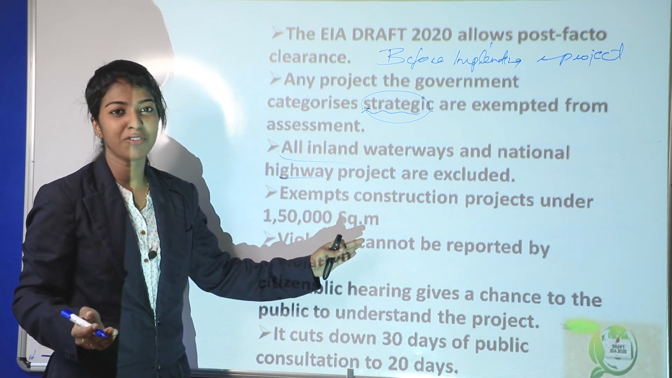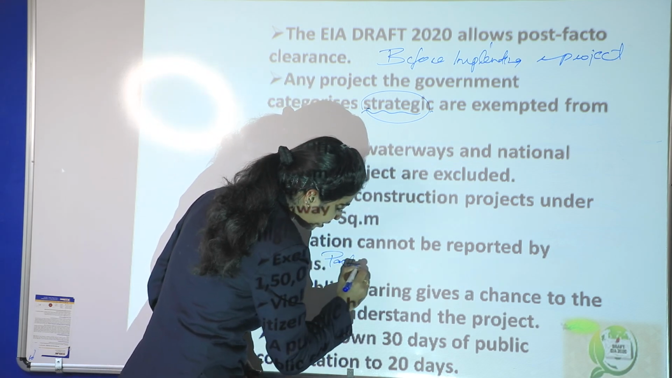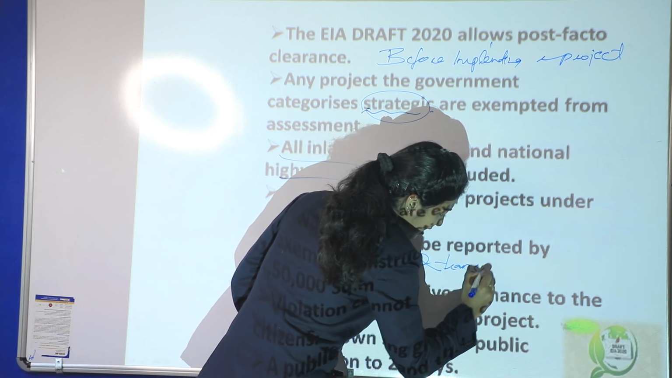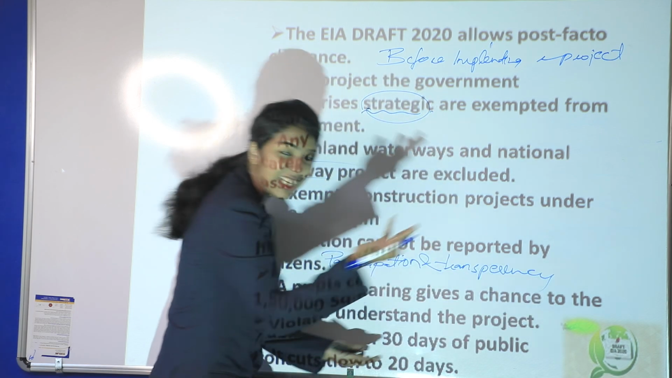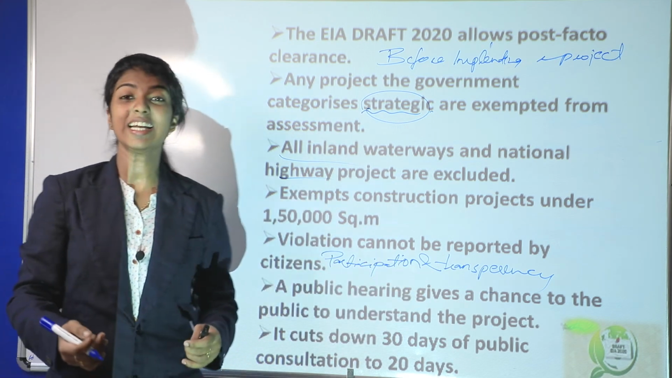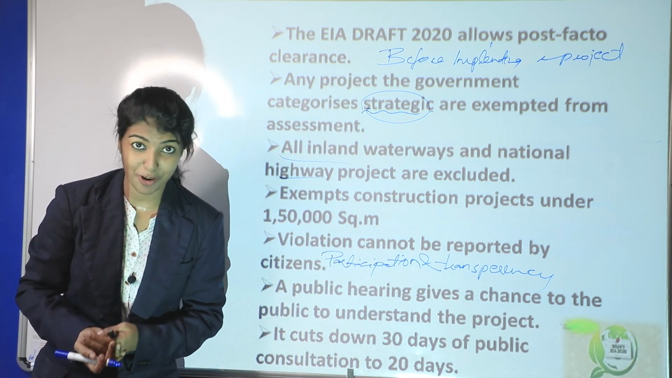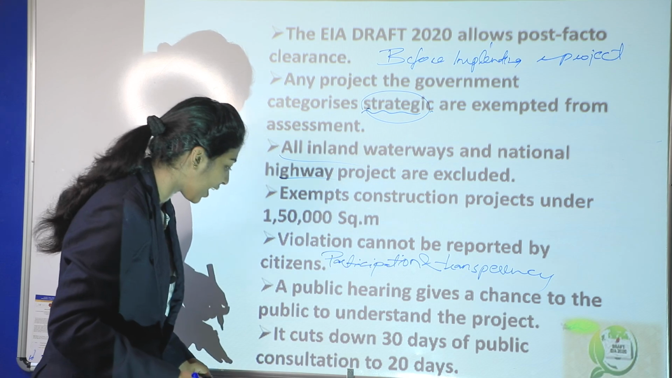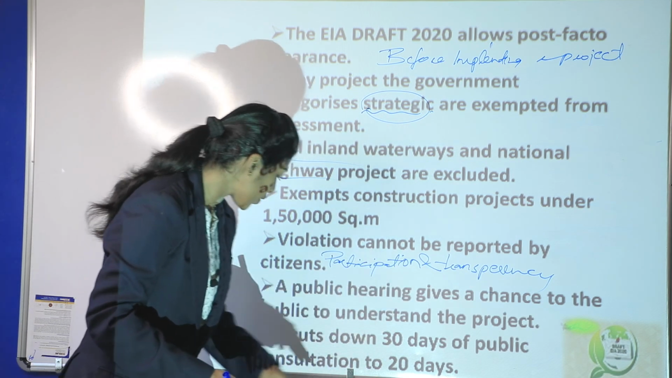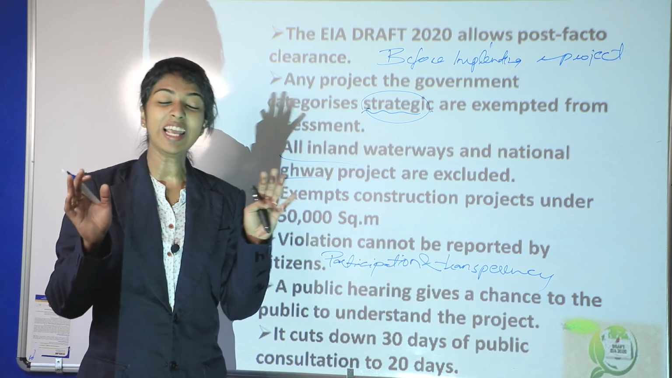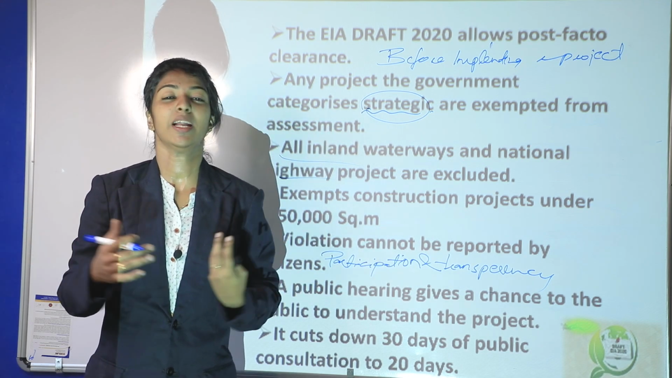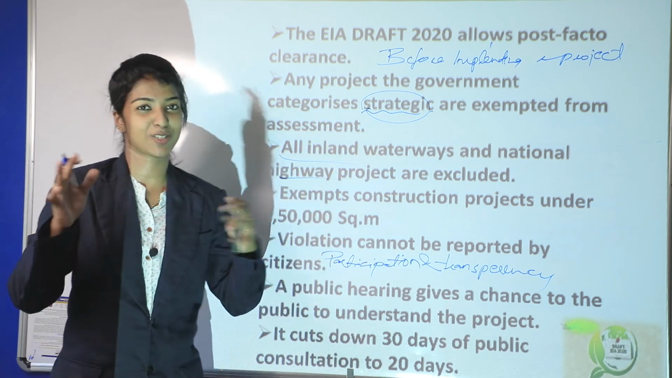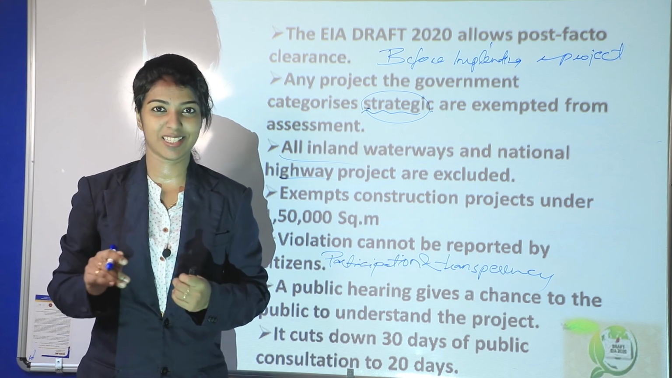The basic guidelines of EIA are participation and transparency. So that is not considered here. No citizen has the right to report a violation found. Next, a public hearing gives the public a chance to understand the project. It cuts down 30 days of public consultation to 20 days. A public hearing is there to understand about the project. Earlier, 30 days of public consultation was possible. Now it is cut down to 20 days.